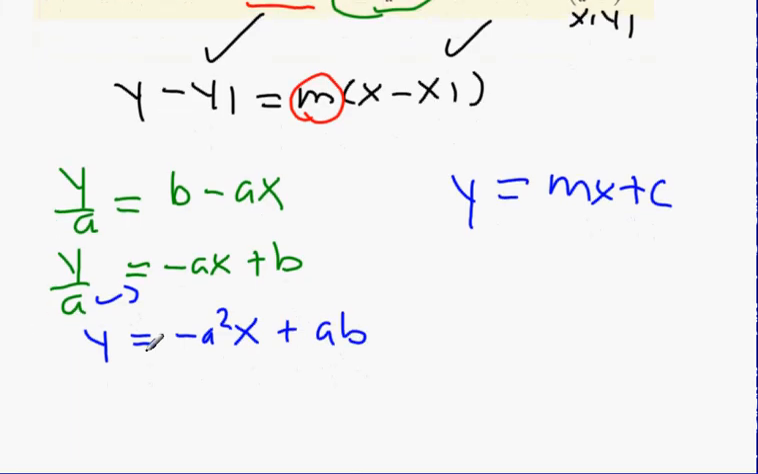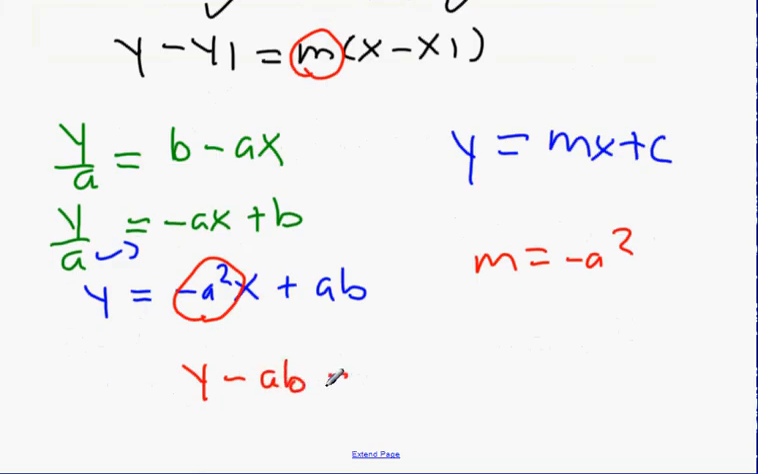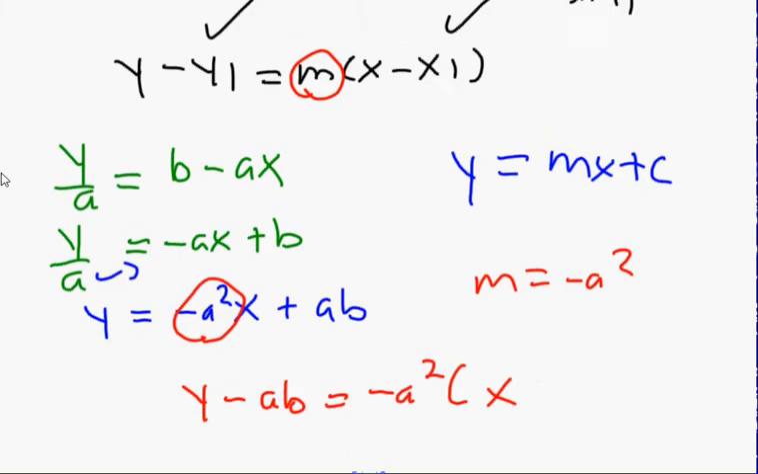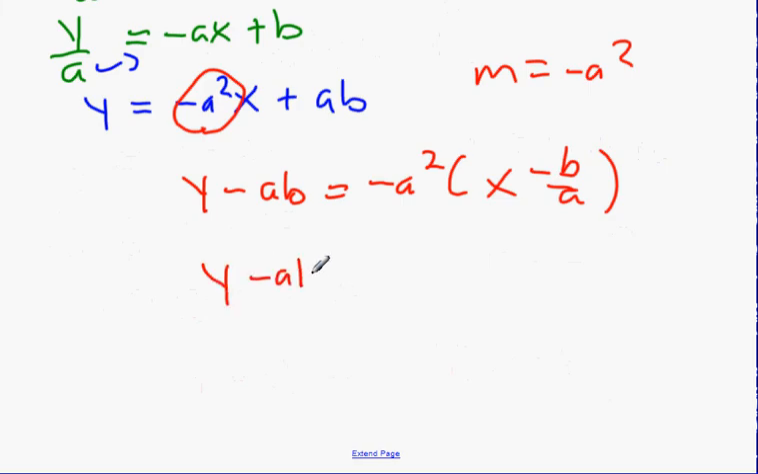Now, what's the slope? Minus a squared. Slope equals minus a squared. Put it into the formula. Y minus y1. What's y1? ab equals minus a squared into x minus x1, which is minus b over a. Now, what's going to happen here is we're going to get y minus ab equals minus a squared x. Yeah, because it has to be parallel.